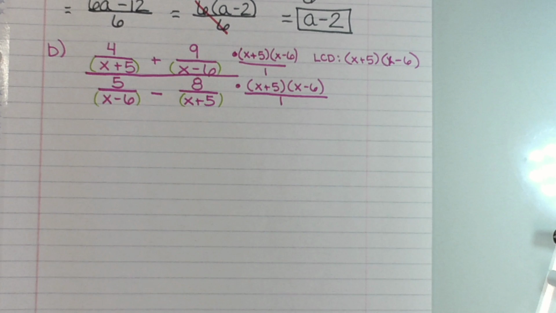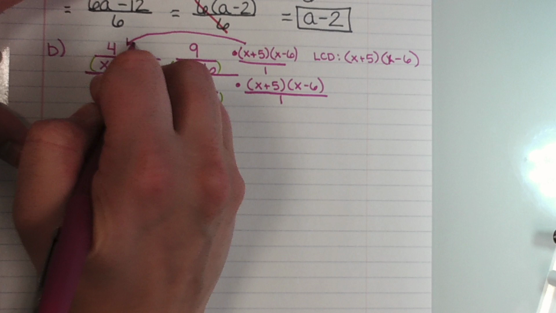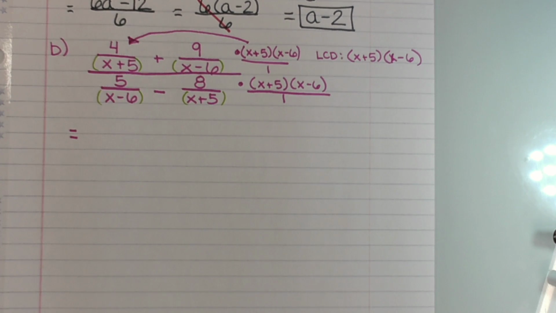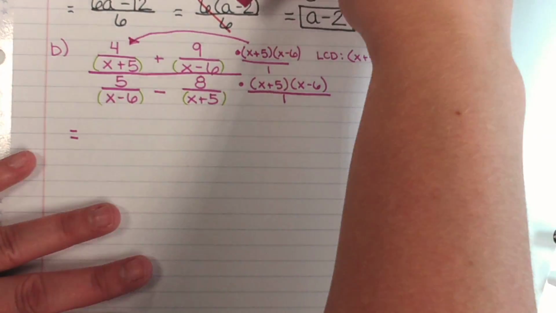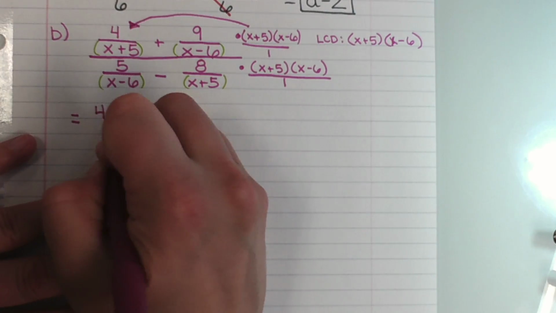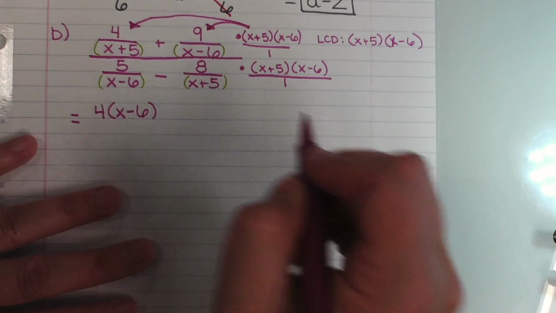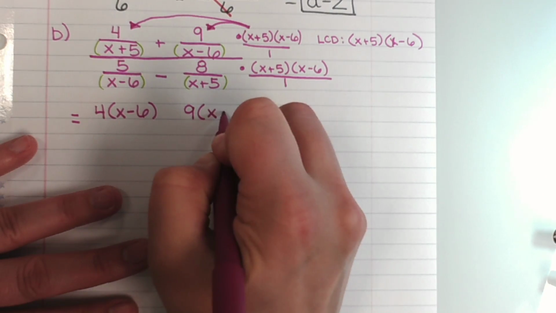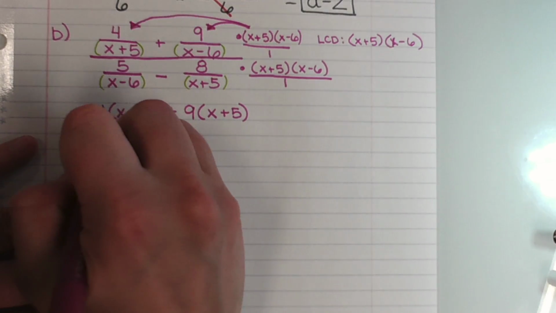Always remember it's over 1. Always remember to distribute. Multiply the first one, what am I going to get? 4x minus 6. Good. Multiply the second one. What am I going to get? 9 times the quantity x plus 5. Don't forget what's between them. Plus, over.